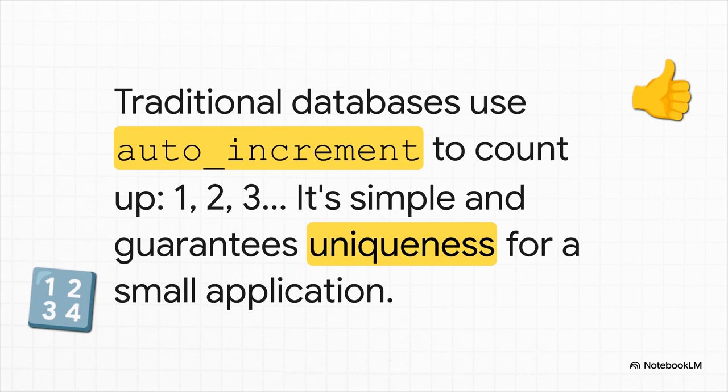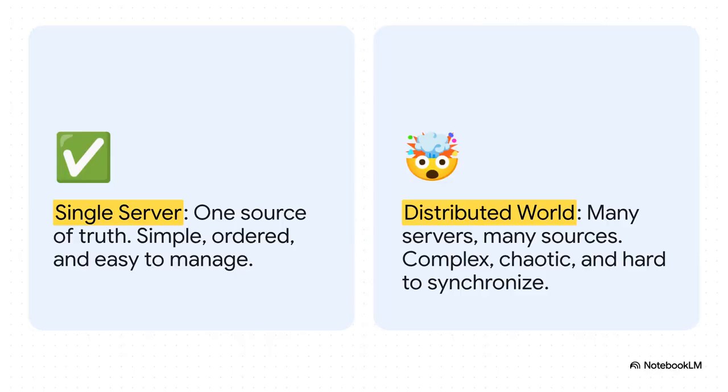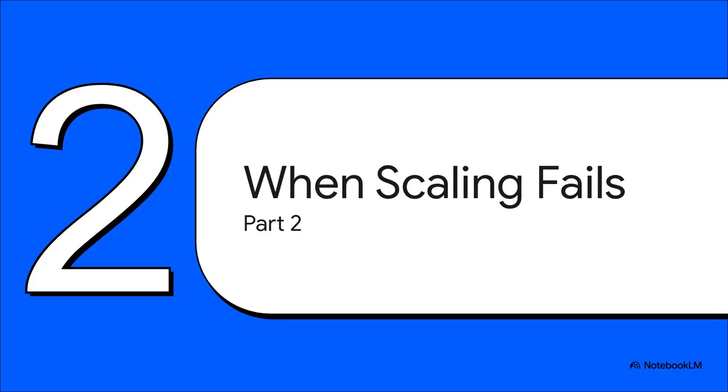But what happens when your little app goes global? See, on a single server, life is a dream. There's one single source of truth for what the next number is. But in a distributed world, you might have hundreds of servers all trying to create new things at the exact same time. How do they all agree on the next number without stepping on each other's toes? This is where our simple little counter starts to get really complicated. Let's dig in and see exactly why this simple idea completely shatters the moment we try to scale it up.